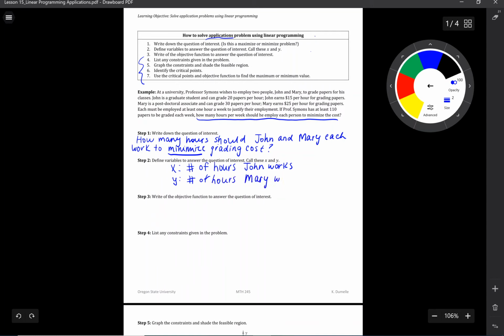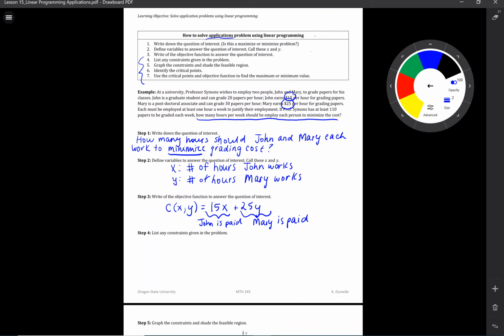Step 3 is to write the objective function to answer our question of interest. So remember, we want to minimize our grading cost. So I'm going to call this function c for cost, c of x, y. And my total cost is the number of hours that John works, that's x, times how much John is paid per hour, that's 15. So this 15x represents how much John is paid. And then I have Mary, who works y hours, and for every hour she works, she gets $25. So this one is how much Mary is paid. This is the function that we wanted to minimize.